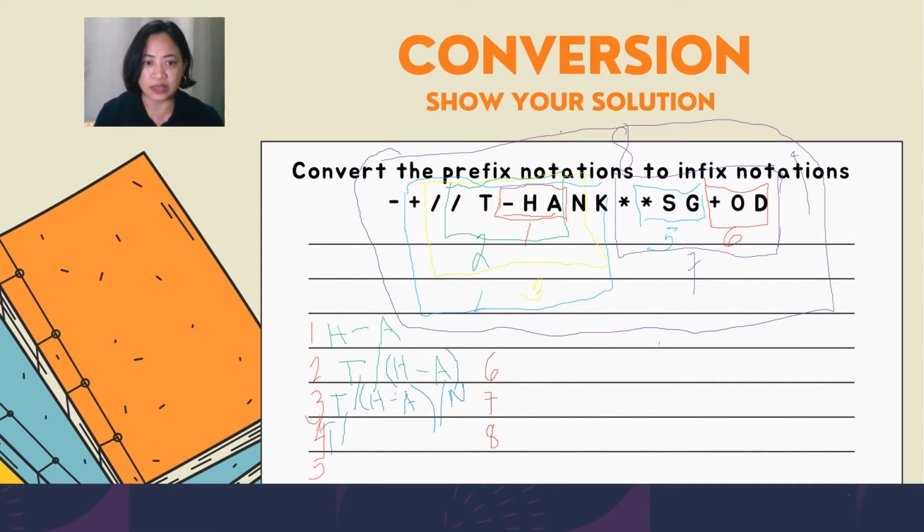So t divide the term h minus a, divide n, and then we have plus k. Okay? And then on our fifth expression, we have here times SG. So we will follow the sequence. Sa infix is operand, operator, and then operand.